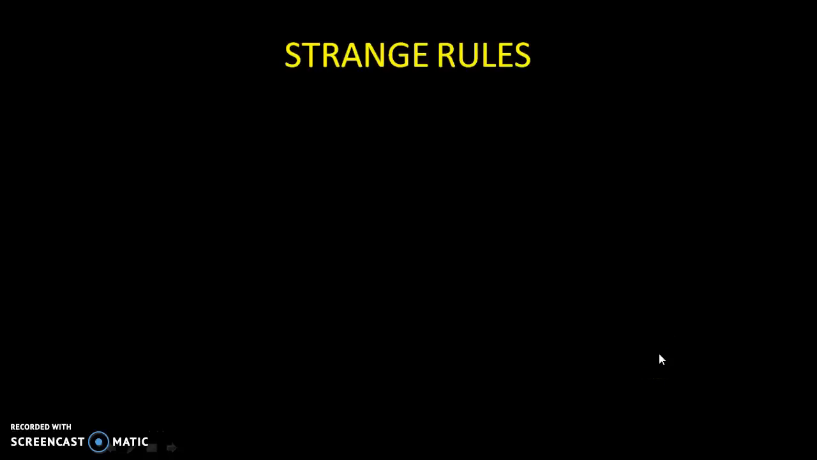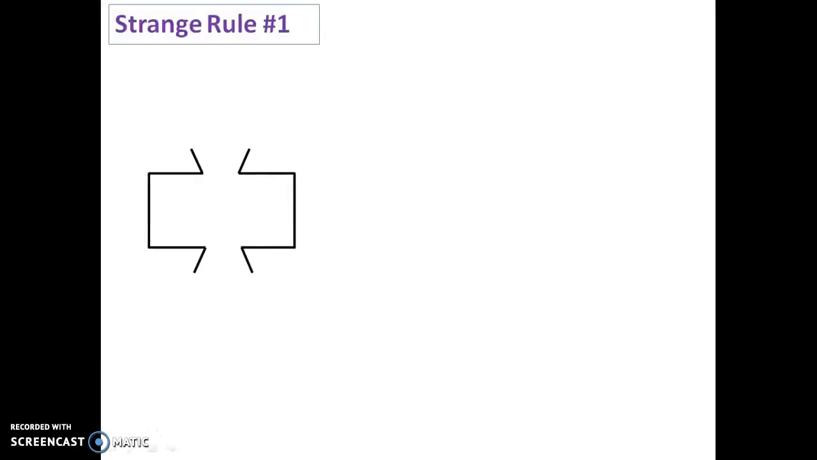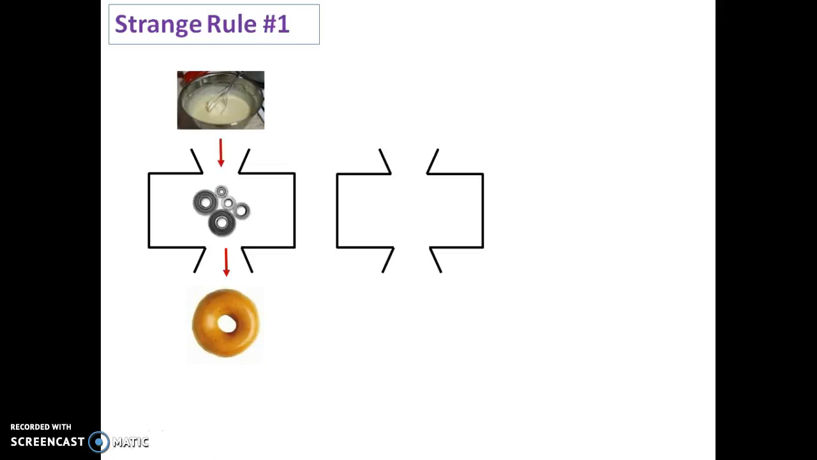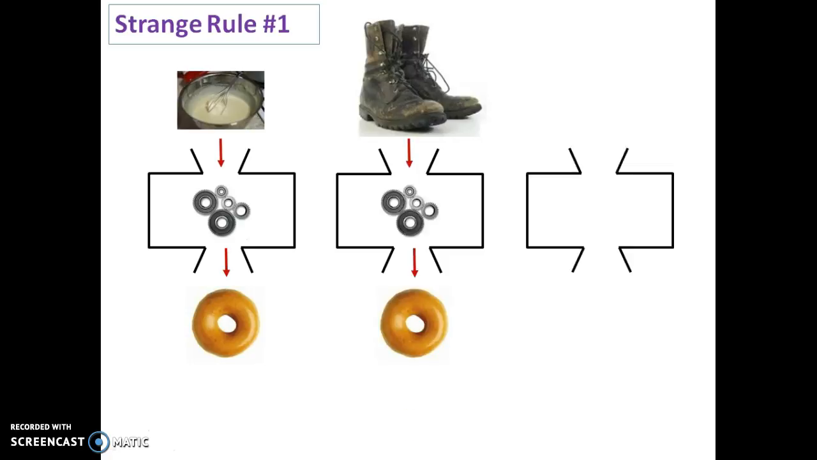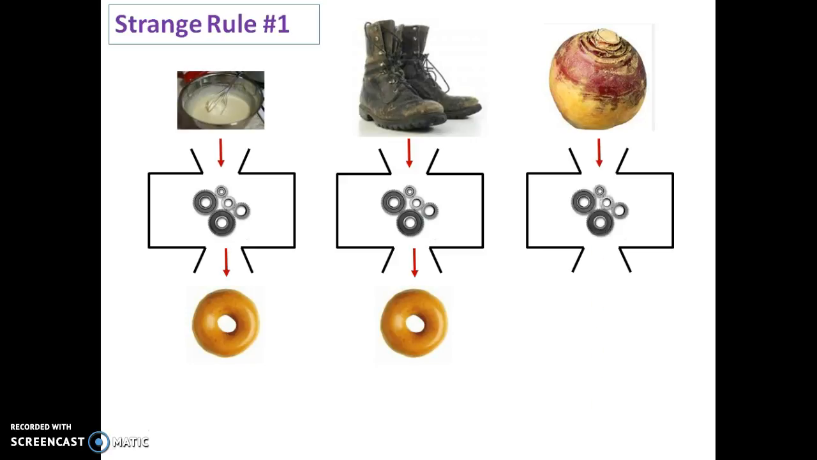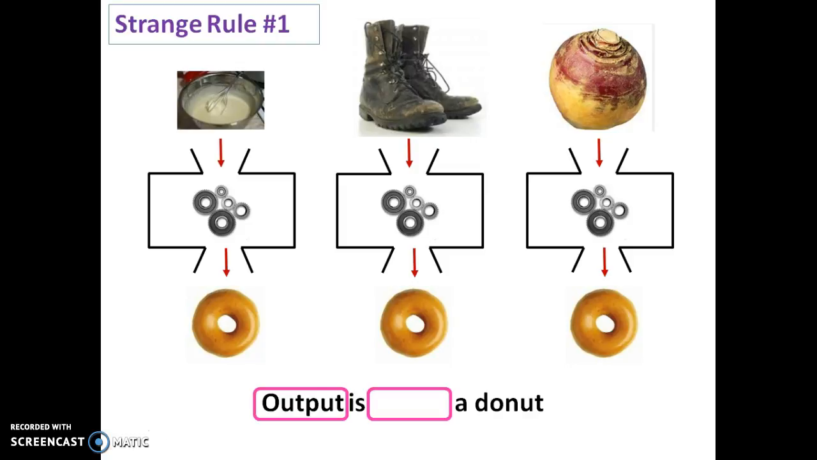Alright, so let's take a look now at some strange rules that you might encounter while working with these relationships. So strange rule number 1. Notice how we're going to input batter and we're going to get back a donut. Or we input boots and get back a donut. Or we can input this and get back a donut. So every output is always a donut. So notice no matter what we put in, we always get back a donut.